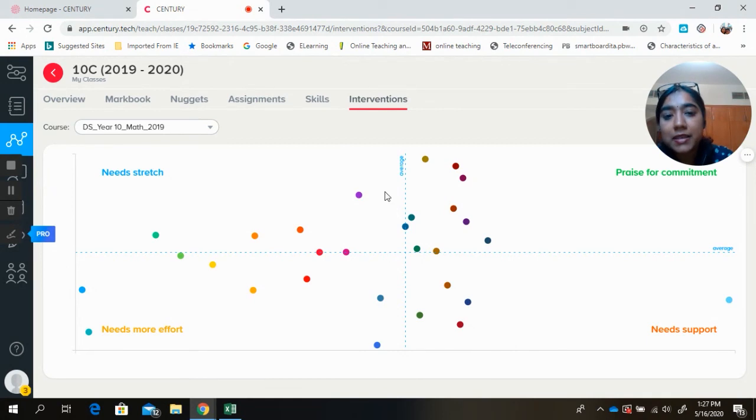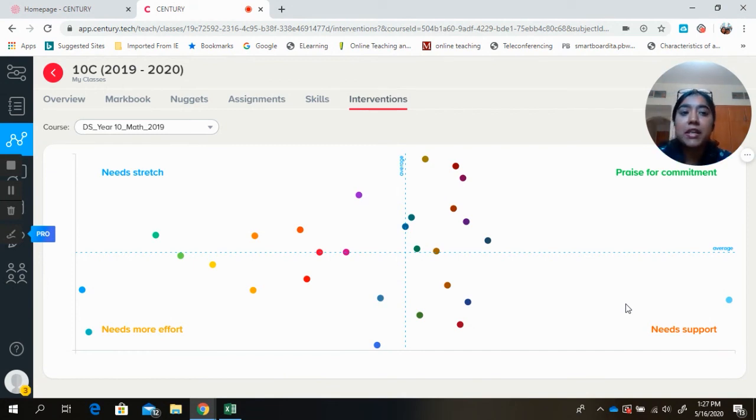These are my exceeding ones. Needs more effort is a blend of both exceeding and the ones who do not put in that effort at all. So they need to be encouraged to put in more effort. Praise for commitment are the really hard workers over there, who are trying to work again and again to improve their scores. So you've got a good amount of interventions. Based on this, you could plan your interventions. Need support would need your one-on-one.